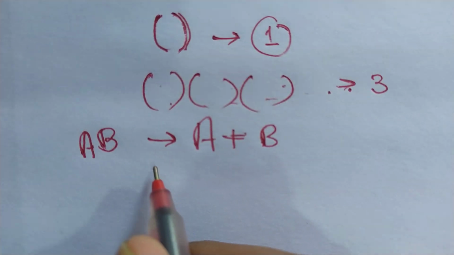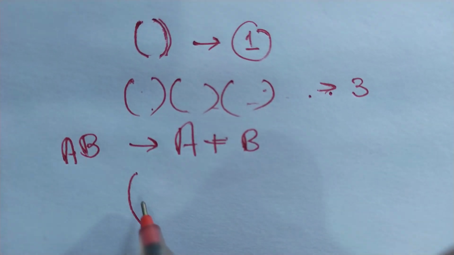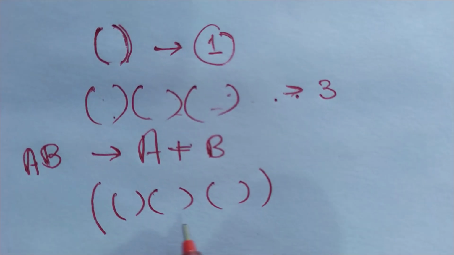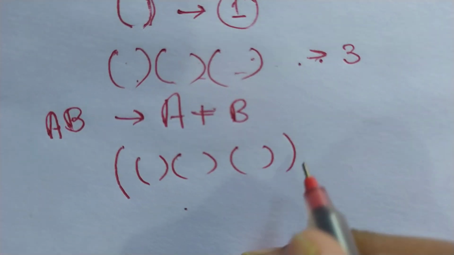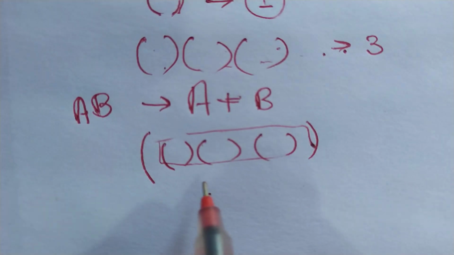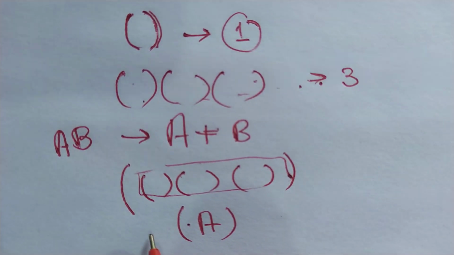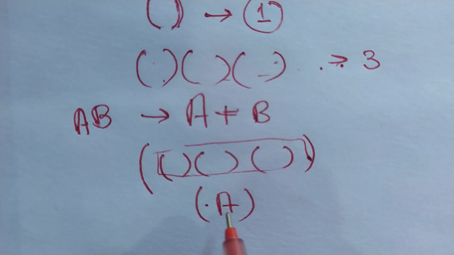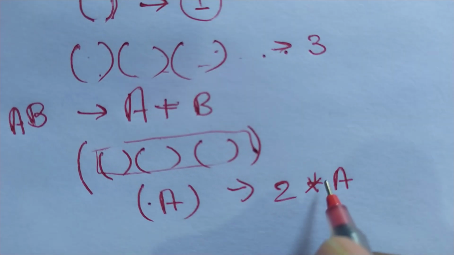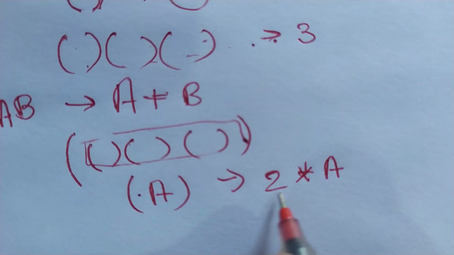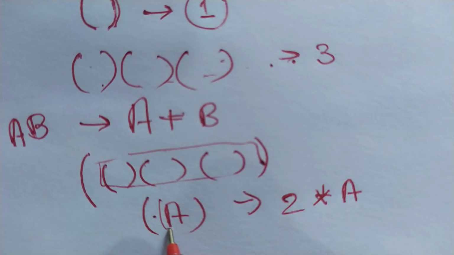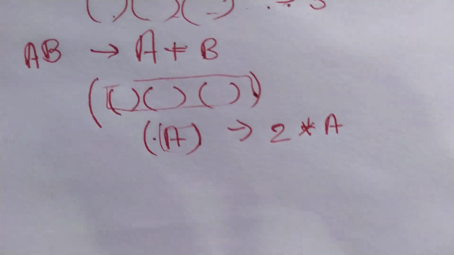The other thing is that if there is a bracket which is containing other valid parentheses, then what we need to do is just multiply the inside score by 2. If this is given, we will write 2 into A, whatever the value A has, so the score will be double what the inside score is.